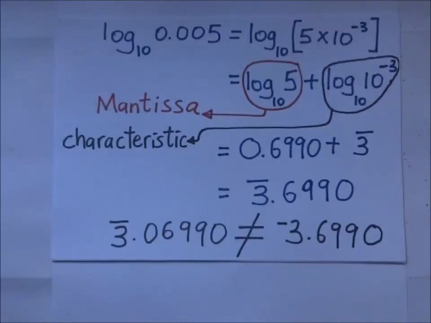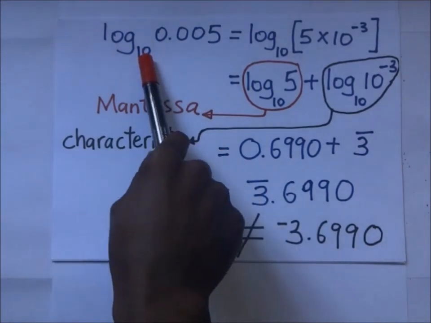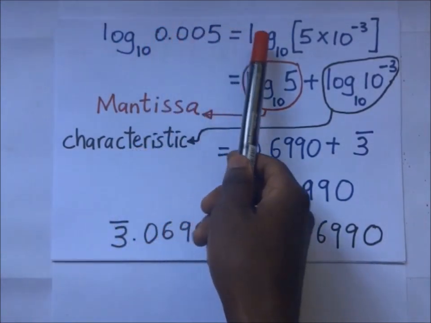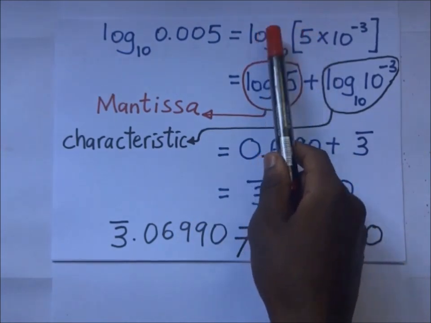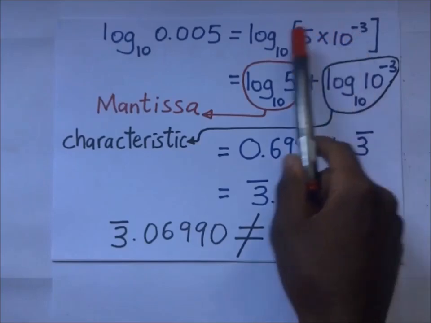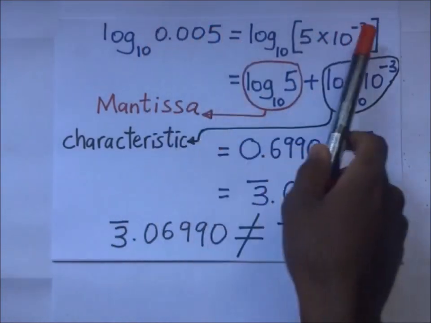In this video, we are going to look at how we handle negative characteristics of logarithms. We have an example, an illustration on our screen. If you look at the logarithm of 0.005 base 10, turning this 0.005 into standard form is going to be log to the base 10 of 5 times 10 to the power negative 3. This is the standard form of this number.